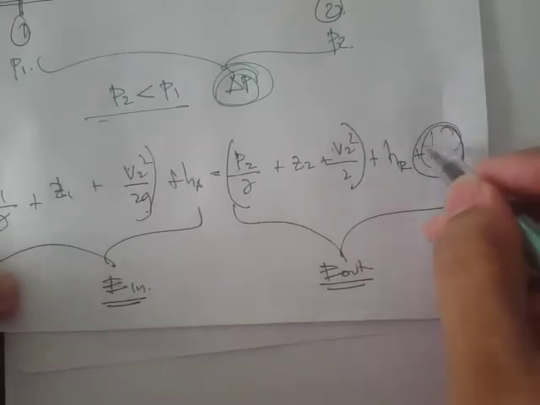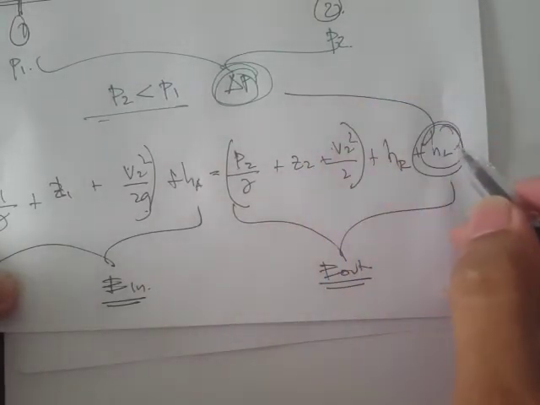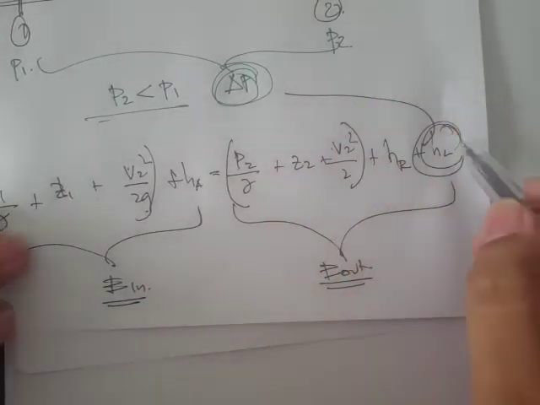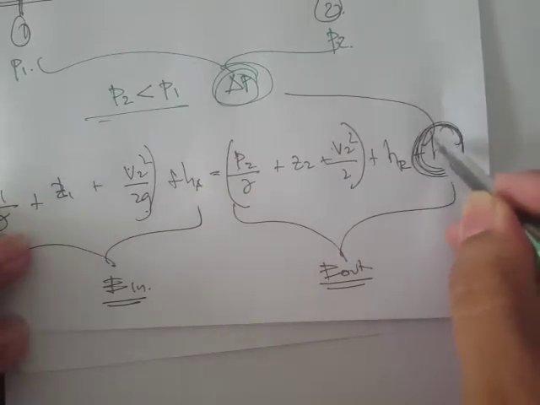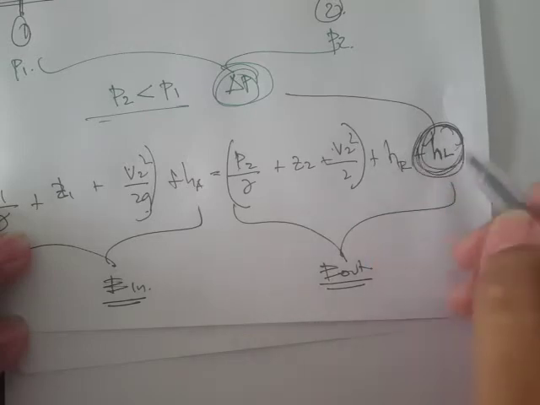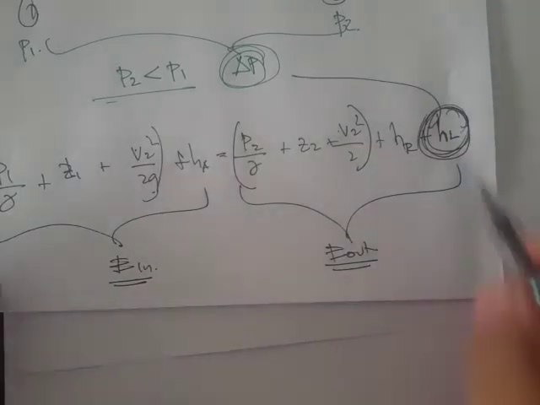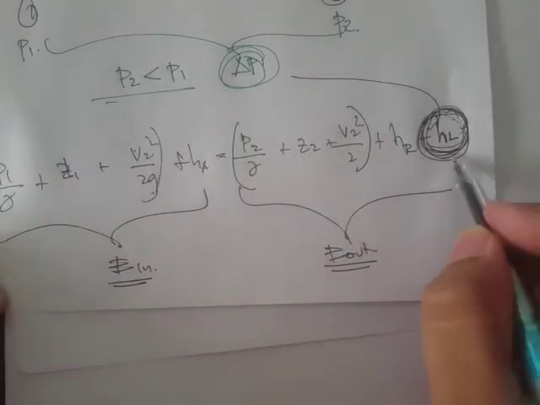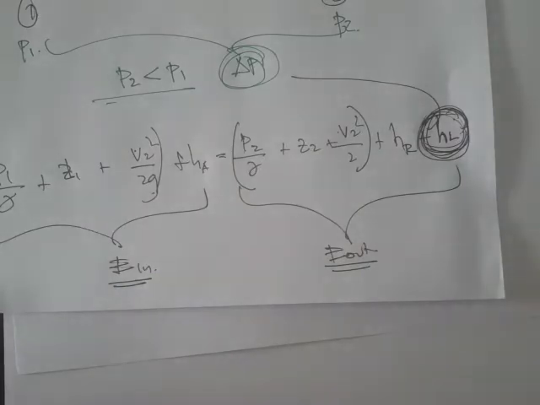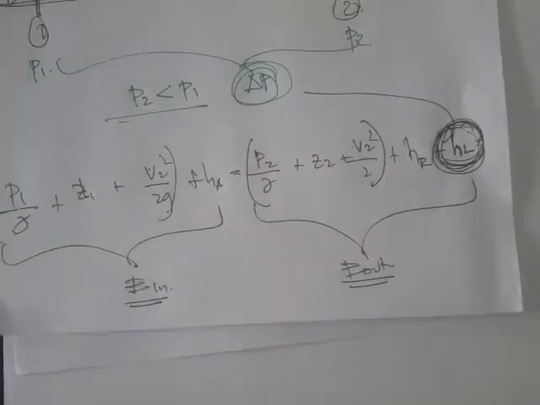And this head loss, this is actually what we're talking about, and later on we will focus much on this head loss. How do we find this head loss? What is the equation of this head loss? If we have the diameter, the length, and the velocity of the fluid inside the pipe, then what's going to be our equation for this?